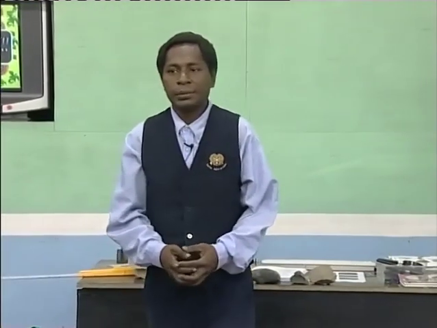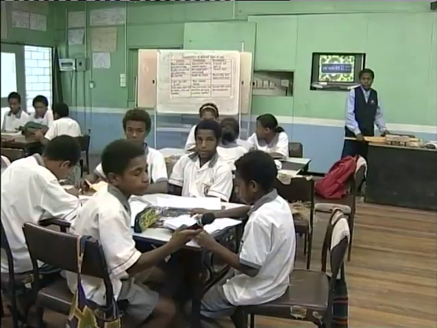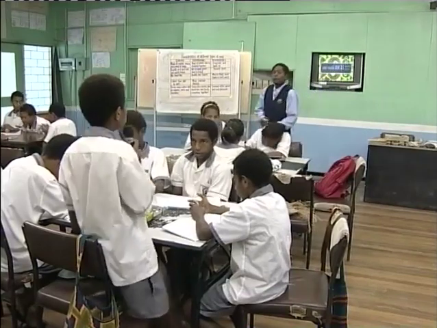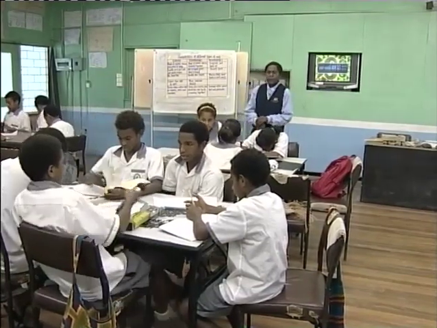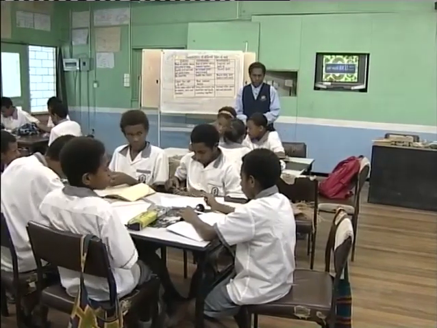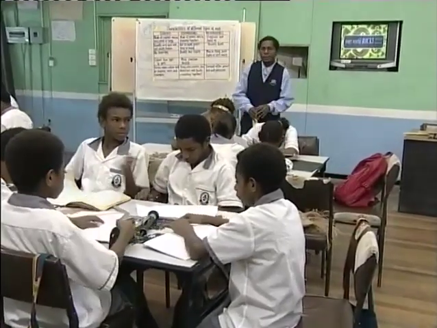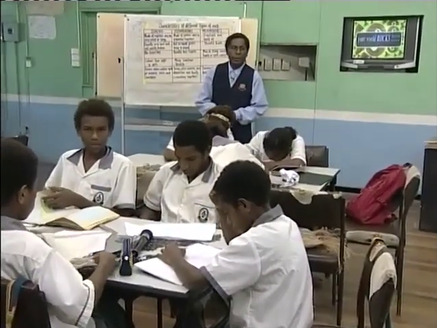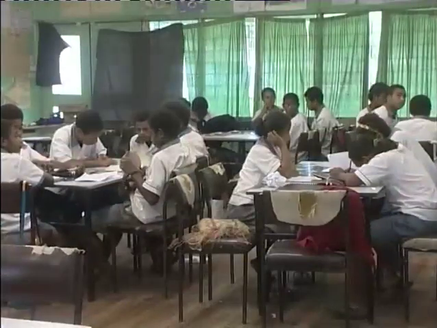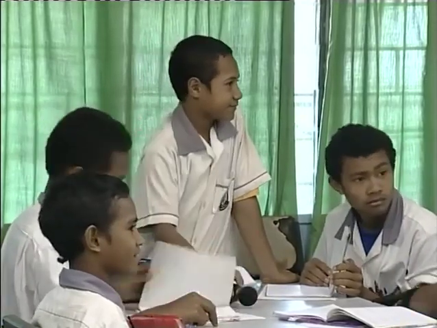Tell me one thing we looked at in our previous lesson. Rock types. Okay, good. Rock types was the topic of our previous lesson. What did we actually look at when we looked at rock types? Rock types, Robert. Sedimentary rock and igneous. Okay, we looked at those different types of rocks. Very good.